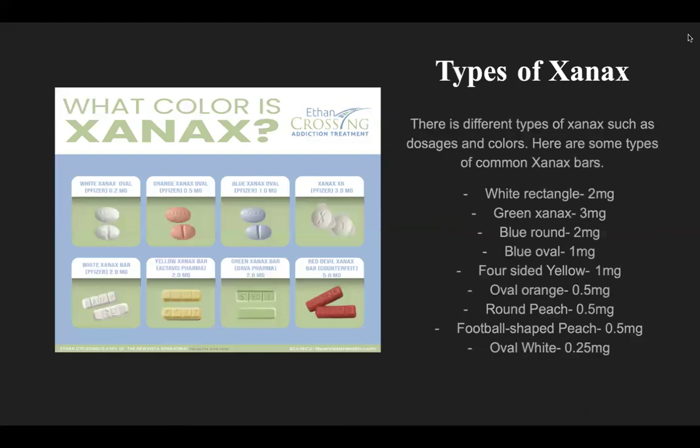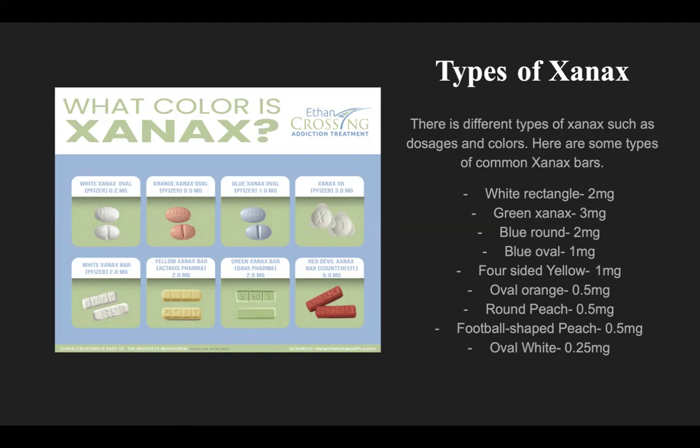What are the different types of Xanax? There are different types of Xanax, such as dosages and colors. Here are some types of common Xanax bars. White rectangle, 2 milligrams. The green Xanax, which is 3 milligrams. The blue round is 2 milligrams. The blue oval is 1 milligram. And then the four-sided yellow is 1 milligram.